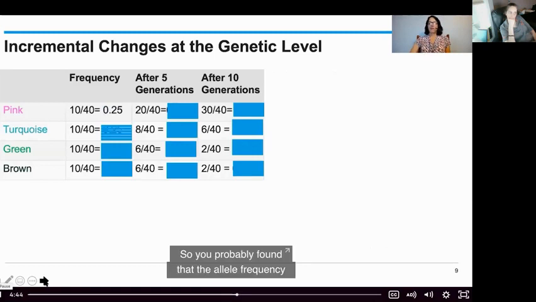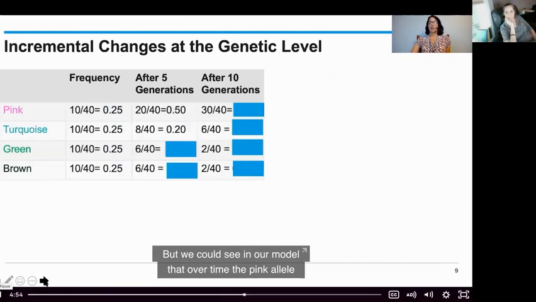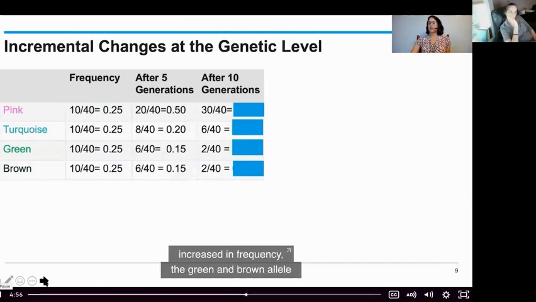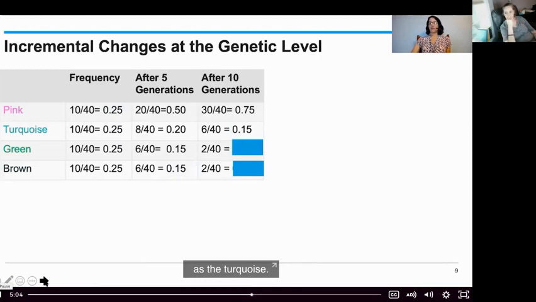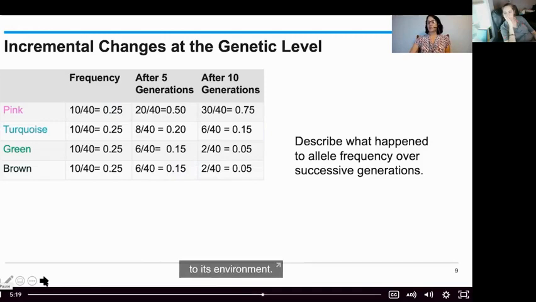So you probably found that the allele frequency was the same in that first generation as we started. But we could see in our model that over time, the pink allele increased in frequency. The green and brown allele frequency went down quite a bit, not quite as dramatically as the turquoise. And by the end of 10 generations, that pink allele was the most dominant allele within the population. We have demonstrated that incremental changes at the genetic level allow an organism to adapt to its environment.